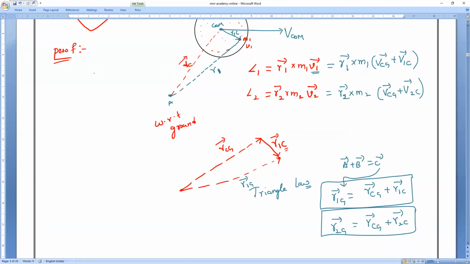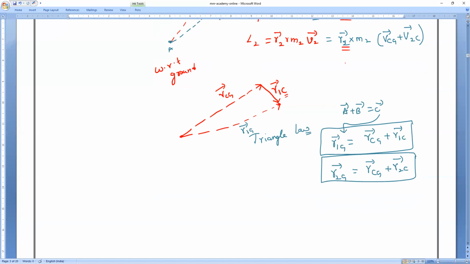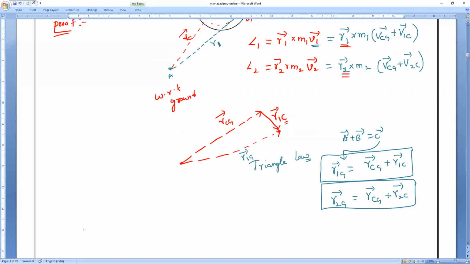So, can I replace this one in place of R1, and this one in place of R2? Everybody, now you tell me, after replacing, what equation will come. L1 is equal to, speak loudly. Even with respect to ground, you can avoid it. If I say R1, it means with respect to ground only. If I say RC, it means with respect to ground only. You have to remember that. Okay, guys, so now tell me, L1 is equal to, in place of R1, what can I write?